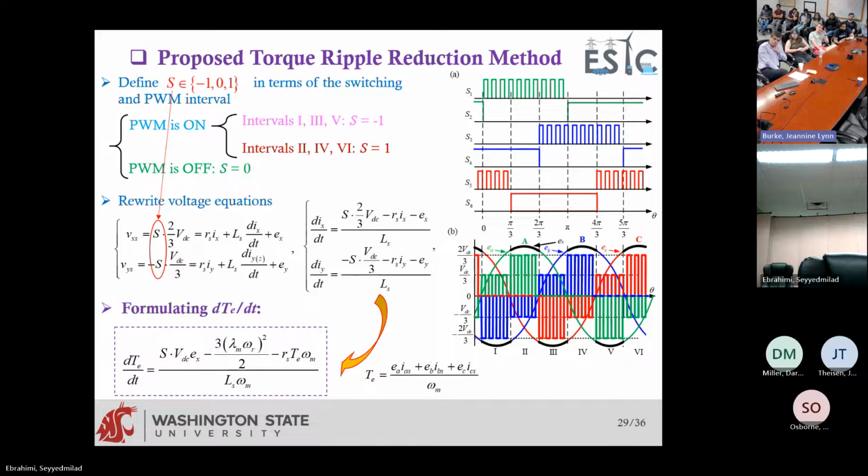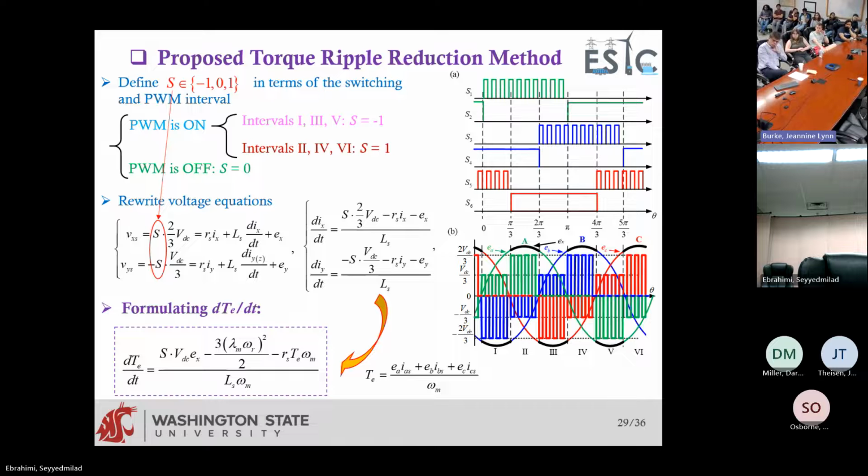We define a variable S that can be -1, +1, or 0. If PWM is on, we also give these intervals the names interval 1, 2, 3, 4, 5, 6. If we are in intervals 1, 3, 5, S should be equal to -1. When we are in even intervals, S equals 1. And when PWM is off, S is equal to 0. And then we provide a general formula like this, that the voltages of the stator windings can be formulated like this.